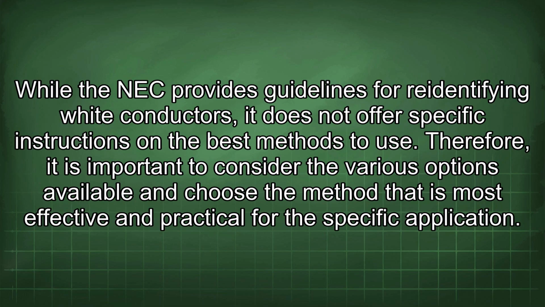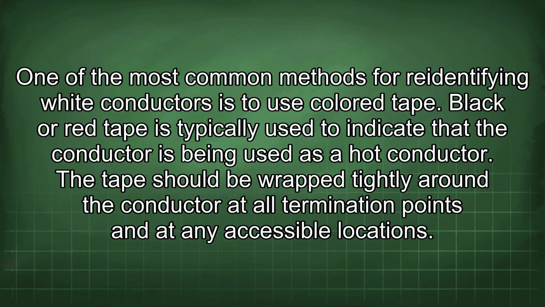While the NEC provides guidelines for re-identifying white conductors, it does not offer specific instructions on the best methods to use. Therefore, it is important to consider the various options available and choose the method that is most effective and practical for the specific application. One of the most common methods for re-identifying white conductors is to use colored tape. Black or red tape is typically used to indicate that the conductor is being used as a hot conductor. The tape should be wrapped tightly around the conductor at all termination points and at any accessible locations.